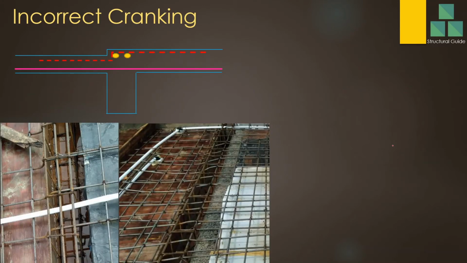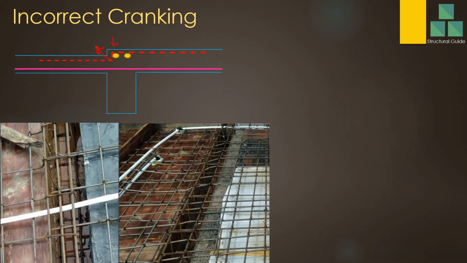Incorrect cranking of reinforcement. Sometimes you can see in construction the top reinforcement bar needs to crank due to a level drop. So your slab drops here. The level drop is there in the slab. In such a case, we need to provide the crank. But some people bend the reinforcement like this. If there is a sharp bend, this is not acceptable and not the correct way of doing it, because when the tension is applied, this bar can straighten up. When this tension is applied, this bar can move this way. It won't be able to take the tension.